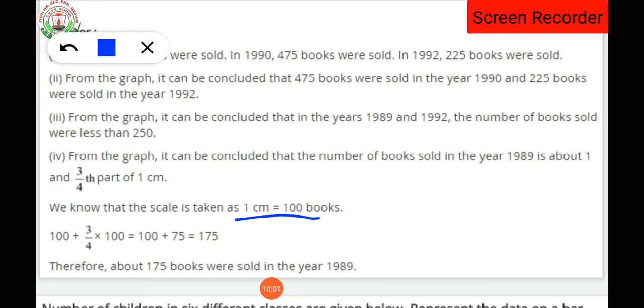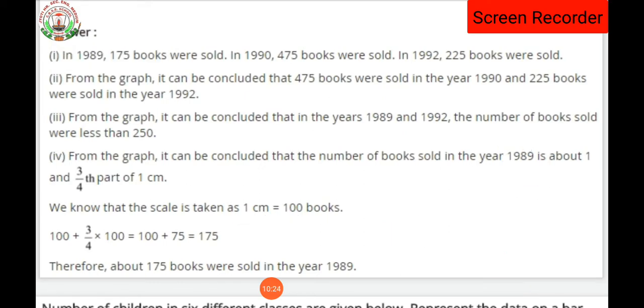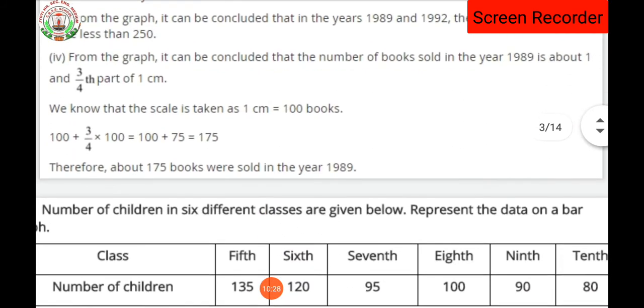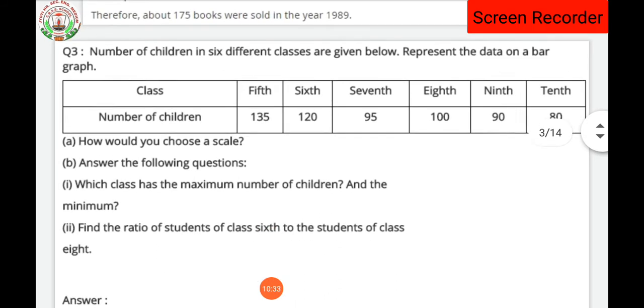Okay, so as 1 centimeter equals 100 books, it will be 100 plus 3/4 into 100. So 100 plus, here it will get cancelled, 1 time 75, 75. So the addition of 100 and 75 will be 175. Therefore, about 175 books were sold in the year 1989. Clear all of you?